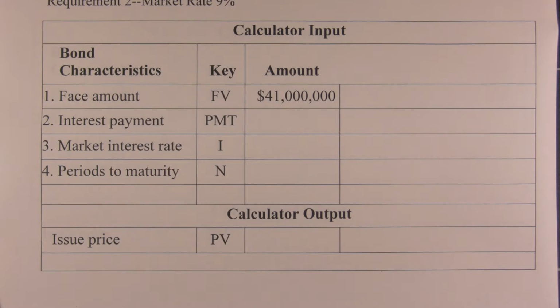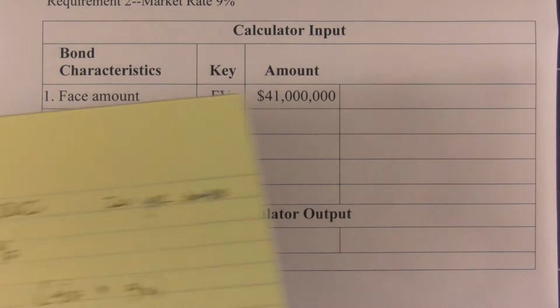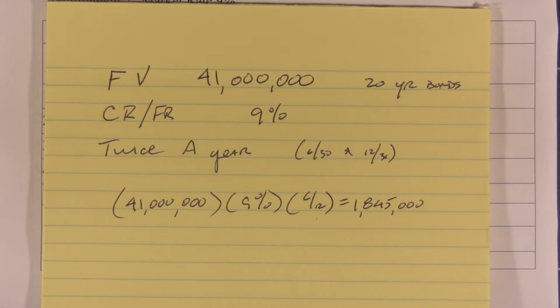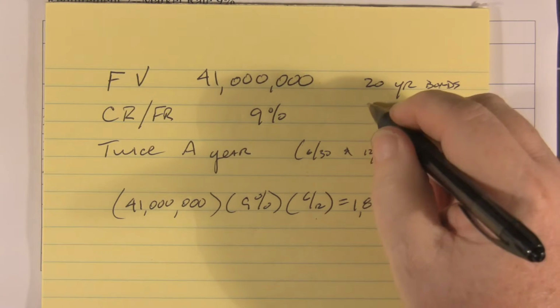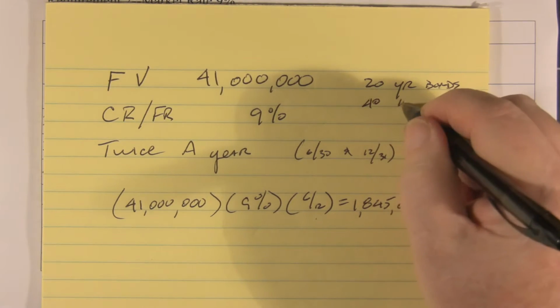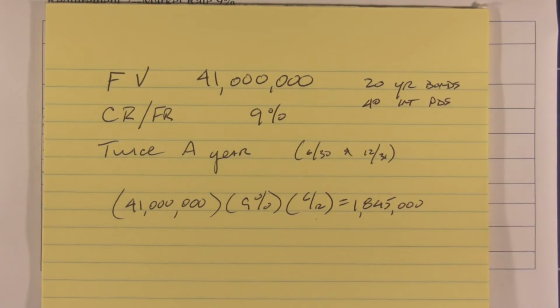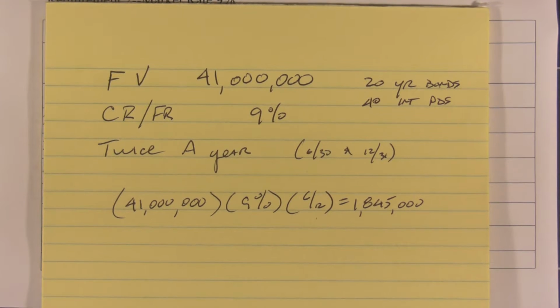Okay, exercise 9.5, part 2. This is the same bond that we talked about, okay? So all of these facts still remain the same. Let me again remind you that there's 40 interest periods because they're paying interest twice a year for 20 years.